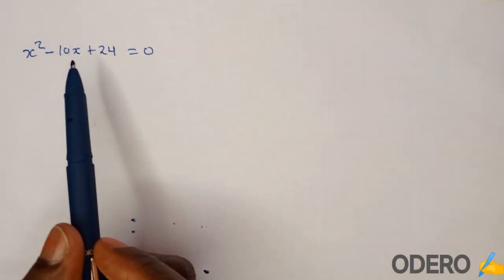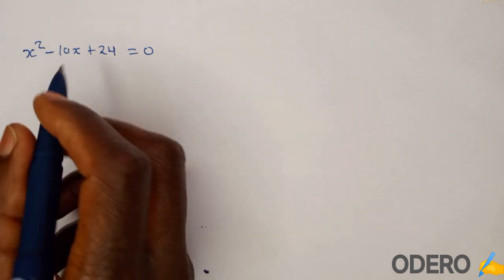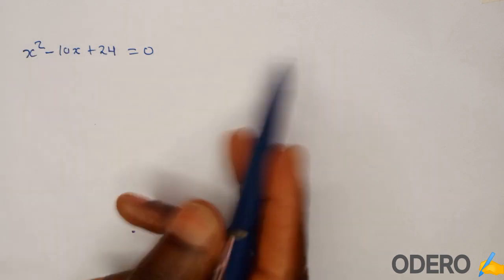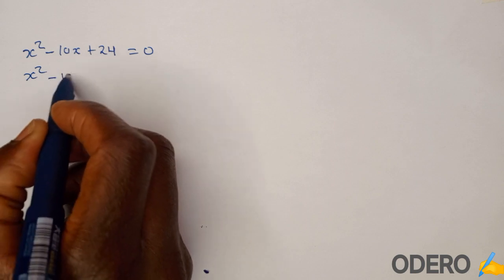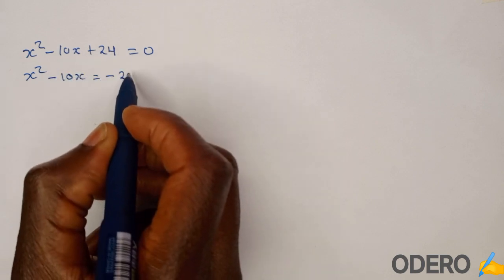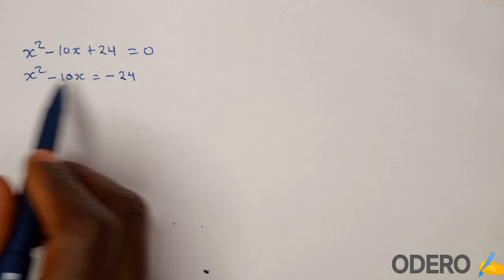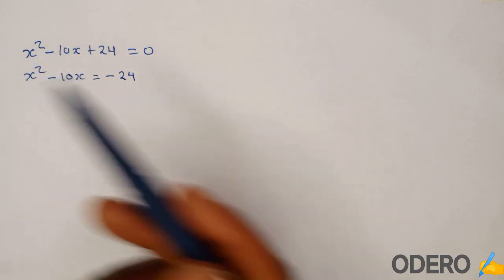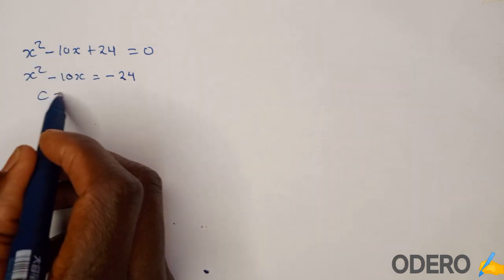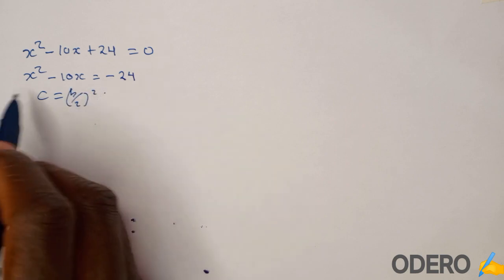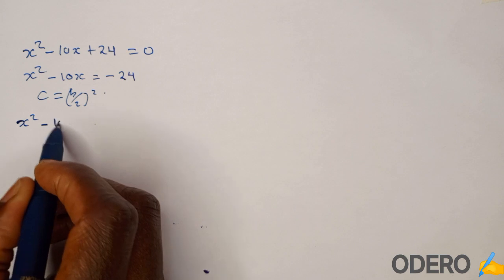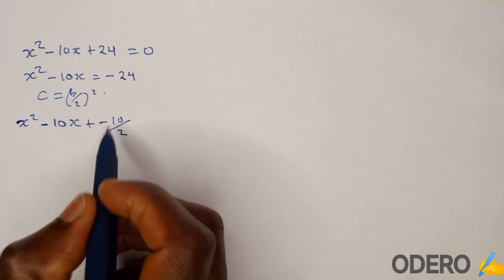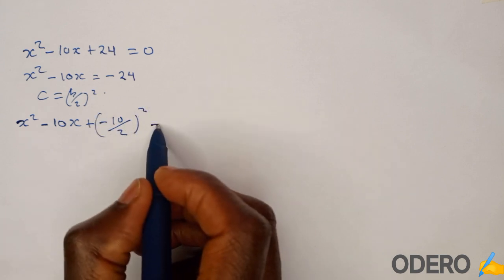So we have x squared minus 10x plus 24 is equal to 0. We are told to use the completing the square method. So we take this 24 to the other side, and we have x squared minus 10x is equal to negative 24. So we complete the square this side. If you check, the coefficient of x squared is 1, so this one is good. Just complete by saying c is equal to b over 2 squared. So we are going to have x squared minus 10x plus our c, where c will be negative 10 over 2 squared, is equal to negative 24.